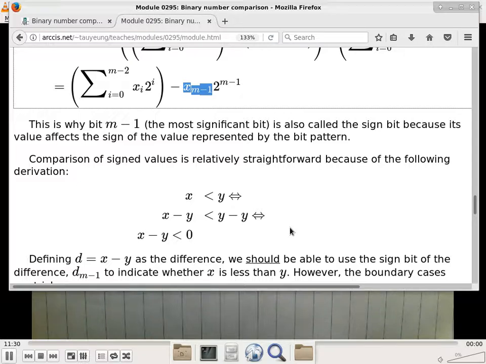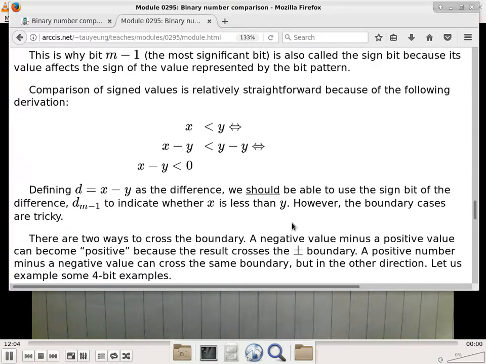Do we know how to determine whether a difference is less than 0 or not, or any signed value is less than 0 or not? How do we do it? The sign bit, right? In this case, bit m minus 1 of the difference will indicate whether it is less than 0 or not. So it seems like all that exercise is really not important, because we got the solution. The sign bit is the answer. Well, let's see what the rest has to say about that.